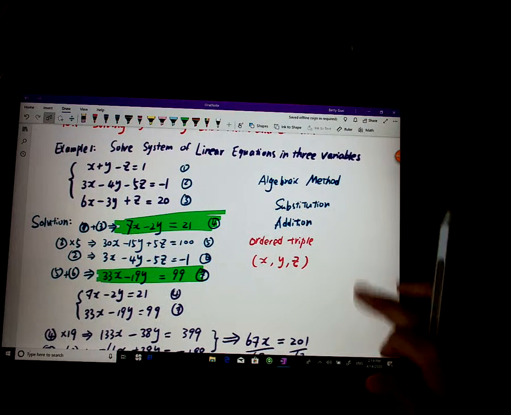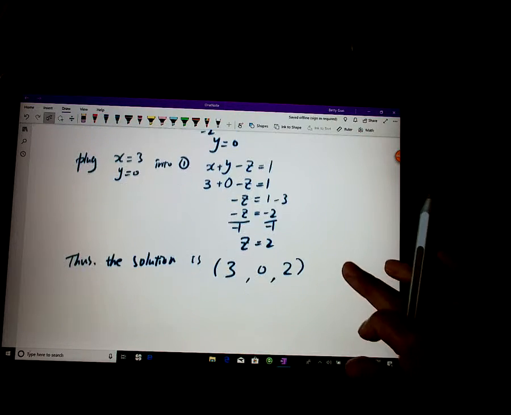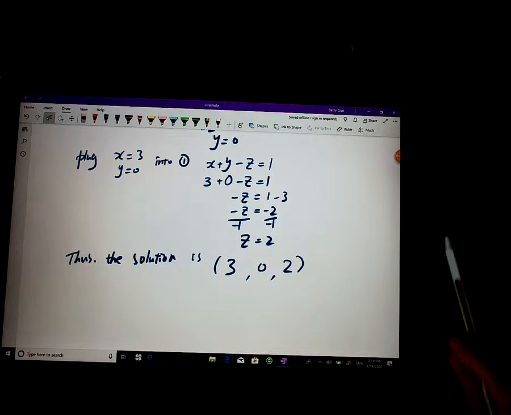Okay? Yeah, I hope this is clear enough. You can repeat the video and make sense of it. In the next video, section 10.2, we are going to learn a different method. A different method is called the Gaussian elimination method. We are using matrices to solve a system.